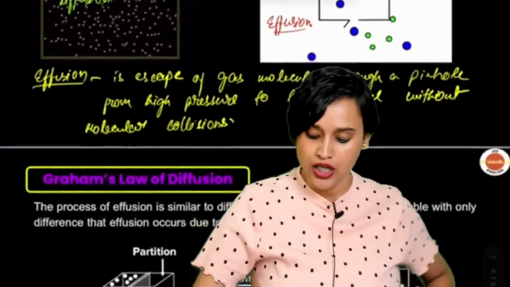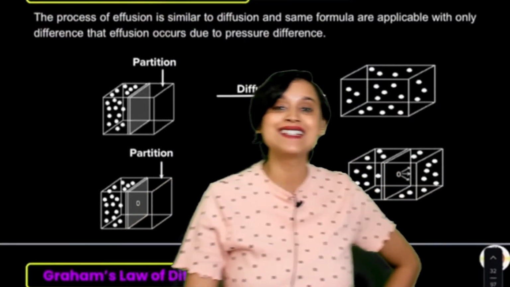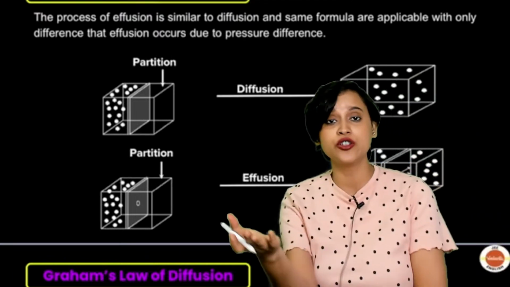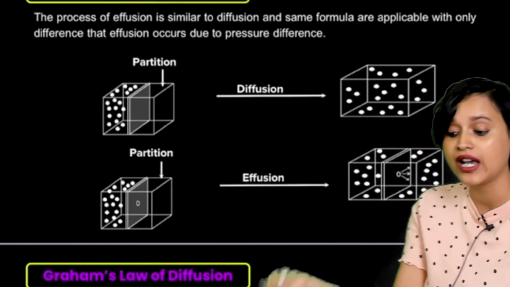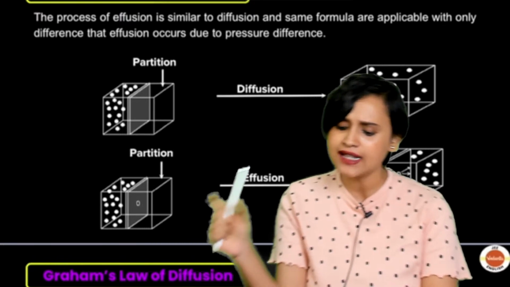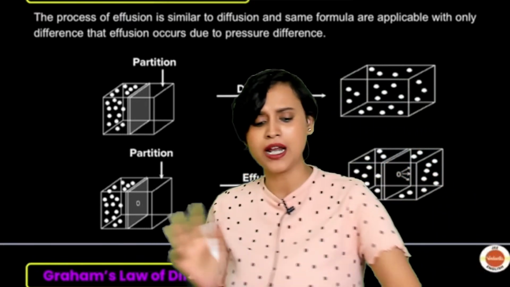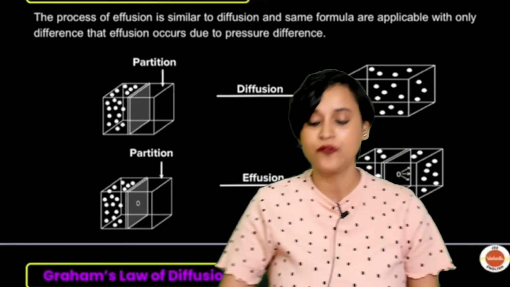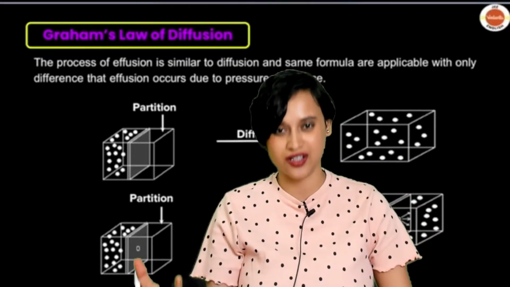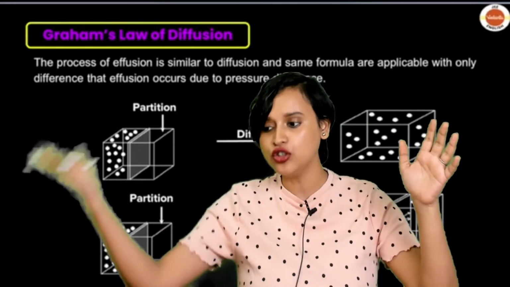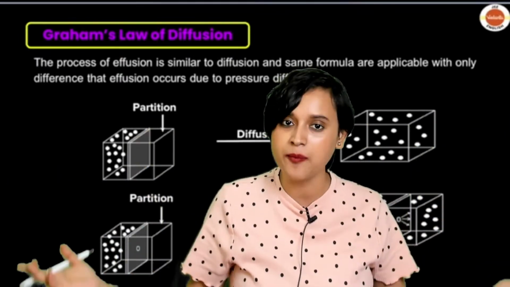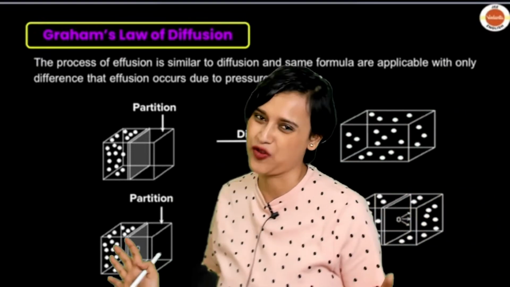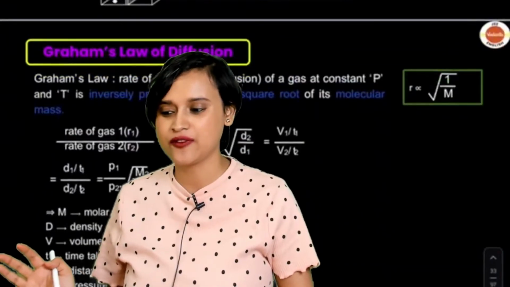Deodorants too. All right. Now comes Graham's law of diffusion. The process of effusion is actually very similar to diffusion, and the same formula is applicable. The only difference is that effusion occurs due to a pressure difference, high pressure to low pressure. But you will be utilizing the same formula. Now, you don't have to worry about that.